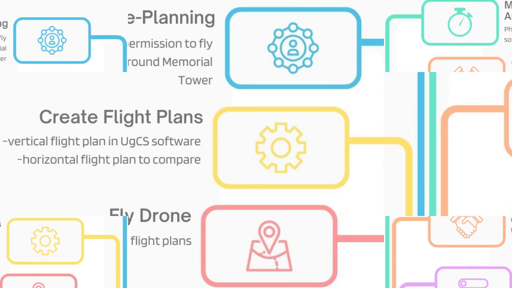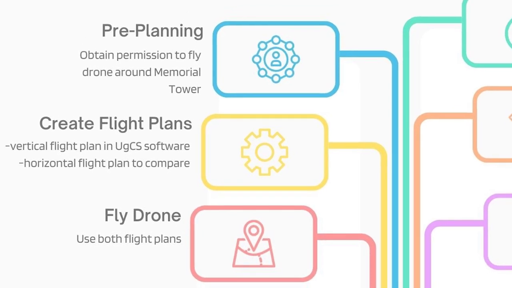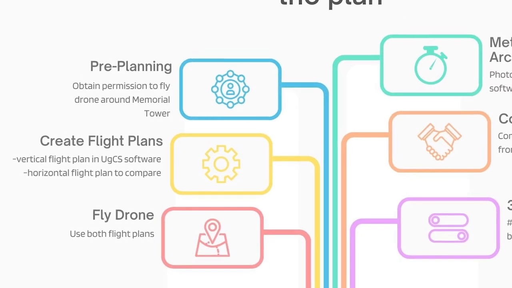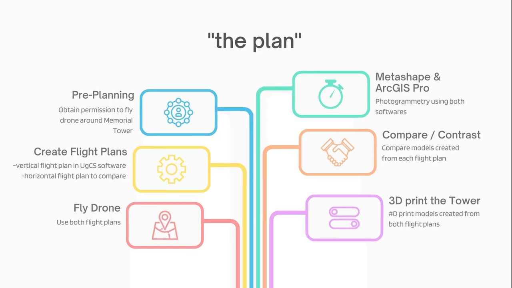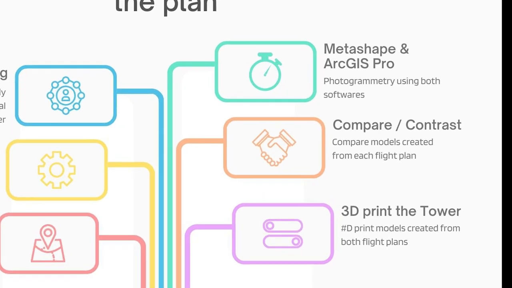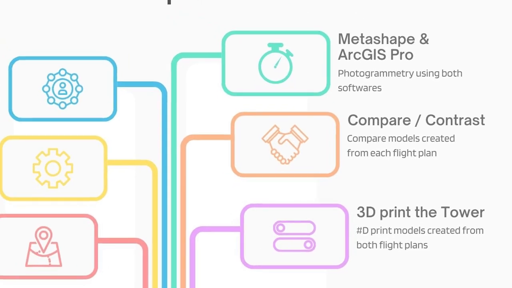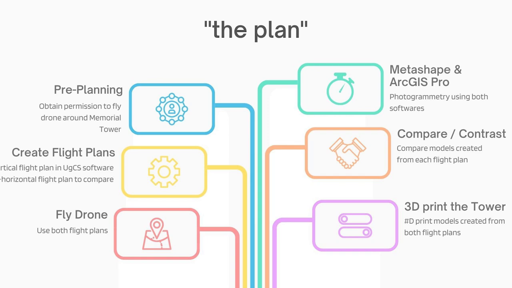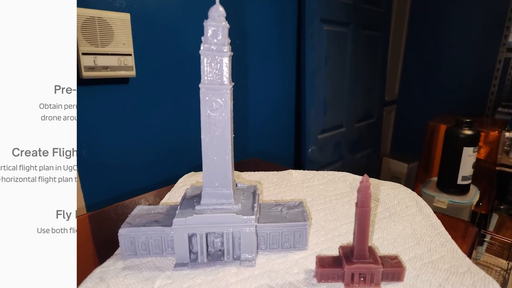We would use the new software to create a vertical drone flight plan around the LSU Memorial Tower and collect photographic data. Then create the typical horizontal drone flight plan and again collect photographic data. Next, process the photos through Agisoft Metashape and ArcGIS Pro to create a DSM, a DTM, and an orthomosaic. Finally, we would compare and contrast the two processes and end results for the joy and enlightenment of all.